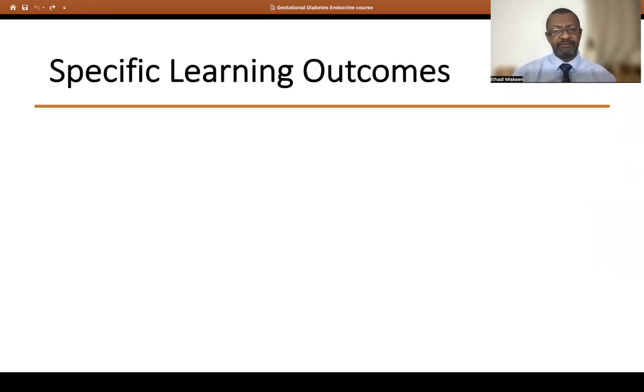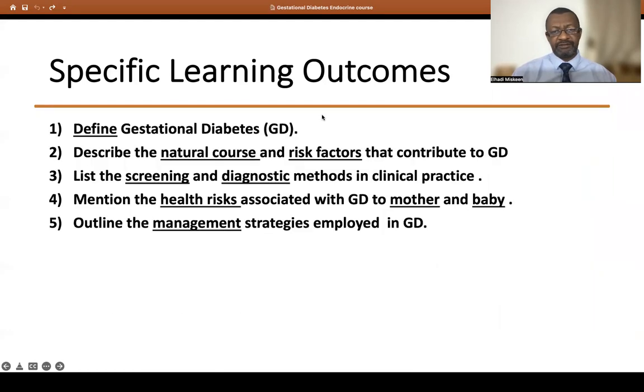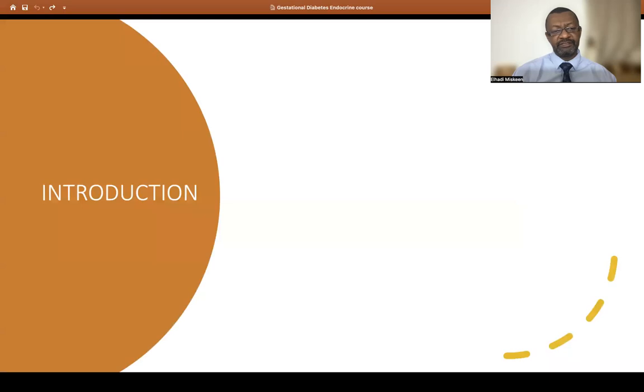The specific learning outcomes of this interactive lecture are that by the end of this session, we will be able to define gestational diabetes, describe the natural course and risk factors that contribute to gestational diabetes, list the screening and diagnostic methods in clinical practice, mention the health risks associated with gestational diabetes to mothers and baby, and finally, outline the management strategies employed in gestational diabetes management.